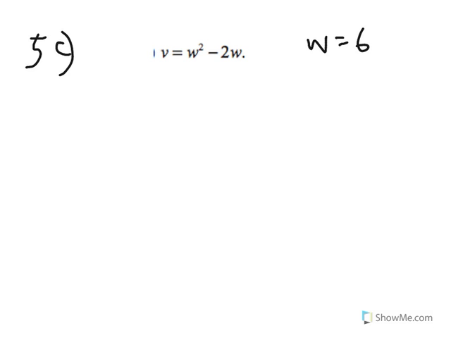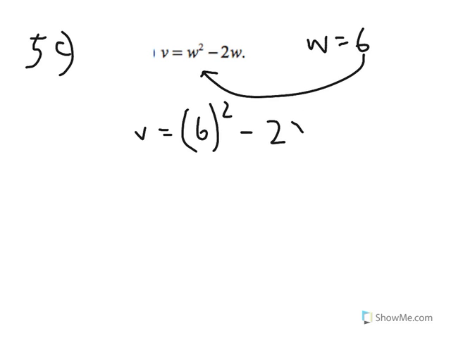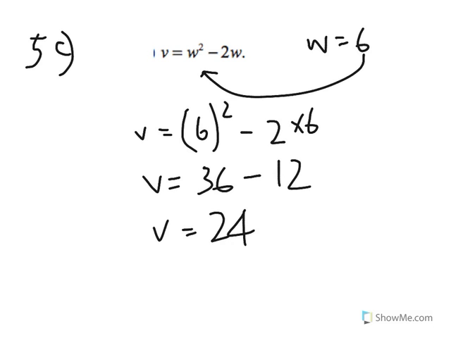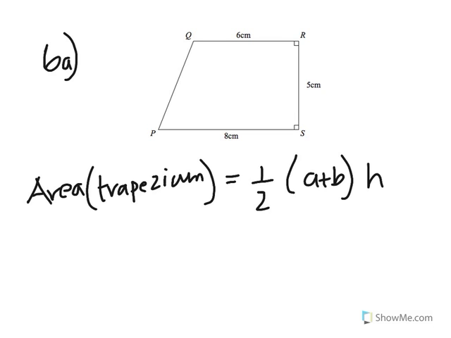Question 5c, very simple. You just have to work out the value of v when w is equal to 6. Now, all you have to do is substitute the 6 in for w. So you're going to get v is equal to 6 squared, because w is replaced with 6, minus 2 times 6. And that simplifies to 36 minus 12, and so v is equal to 24.